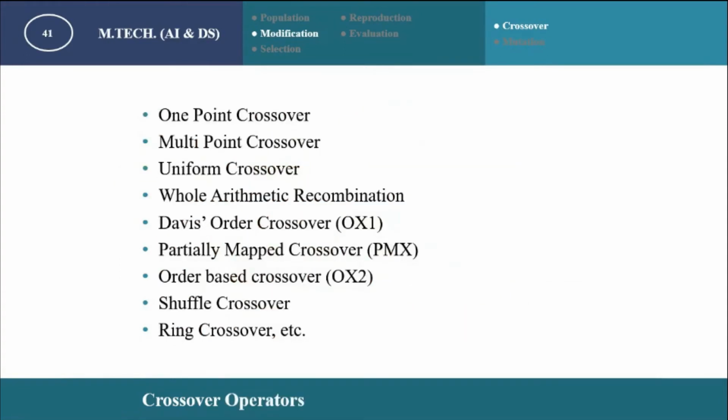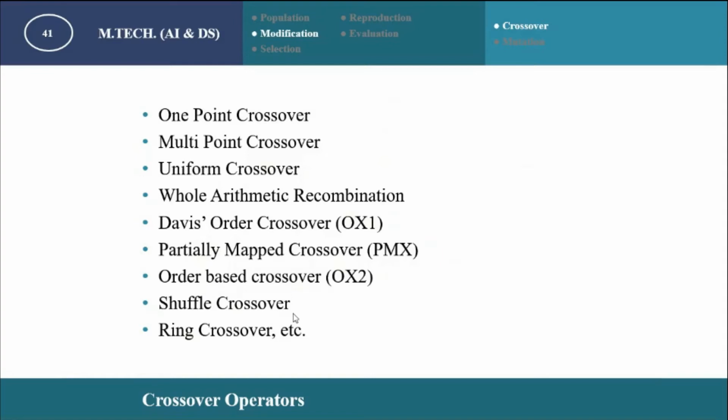And the different types of crossover operators are one-point crossover operator, then multi-point crossover, uniform crossover, whole arithmetic recombination, Davis order crossover, or it is also known as order 1 crossover, that is OX1. It is shortly denoted as OX1, Davis order crossover or order 1 crossover. Then partially mapped crossover, order-based crossover, shuffle crossover, ring crossover, etc. There are so many other crossovers also, which are not much popular.